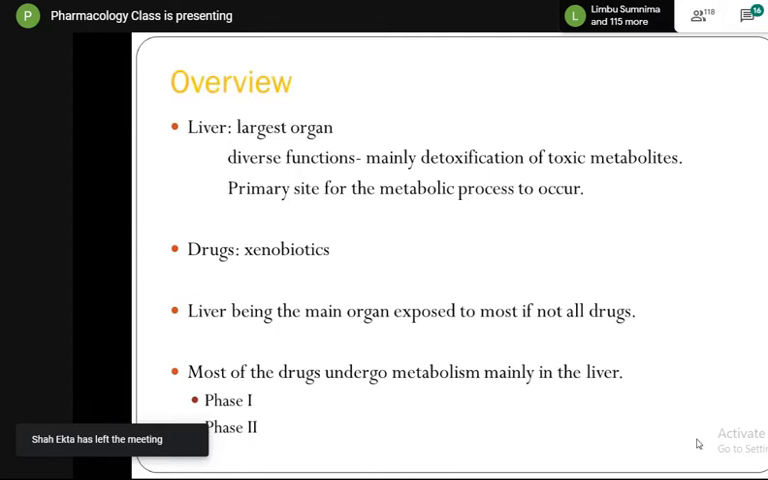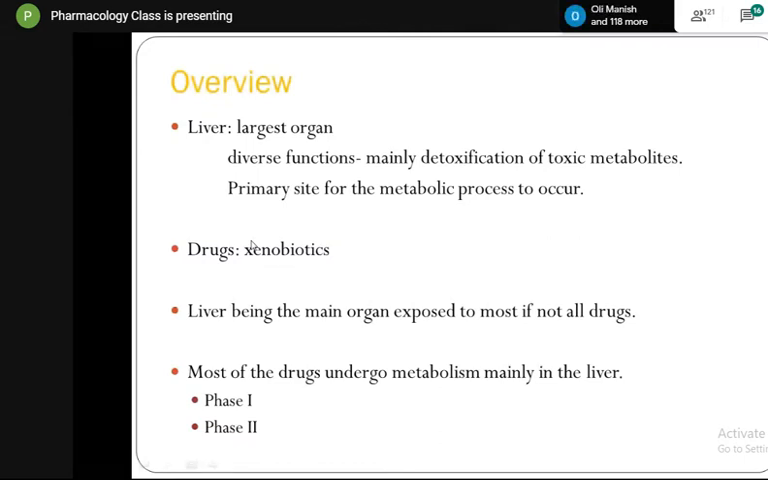Okay. So, coming to the overview with the liver, as we all know, the liver is one of the largest organs in the body, and it has diverse functions. The main function is the detoxification of toxic metabolites, and it is the primary site for the metabolic process to occur. Coming to pharmacology, a drug is a xenobiotic. Xenobiotic means it is a foreign compound.